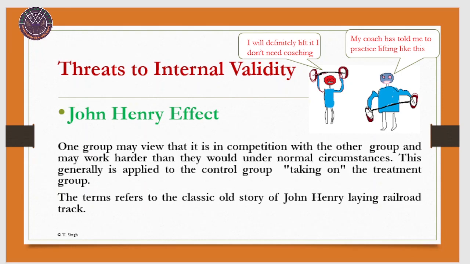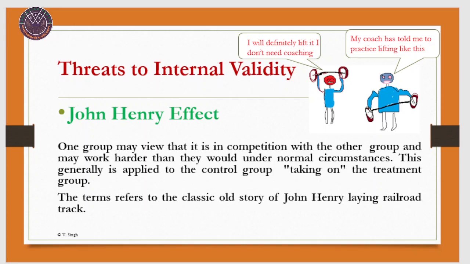Now, in another way, things may also take place, which is addressed as the John Henry effect. It may also be seen that one of the groups, basically the control group, thinks that they are in competition with the other group. They are not selected for the experimental treatment, and thus they might try harder or increase their efforts, which they would not do in a normal condition.